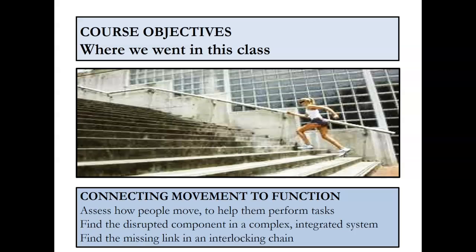So how do you find that missing link? You use manual muscle testing, they're weak. You use goniometry, their range is off. The transfer, they require too much assist for the transfer. Their movement is off. All these different components of movement that we've looked at.